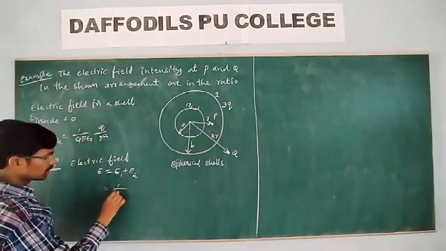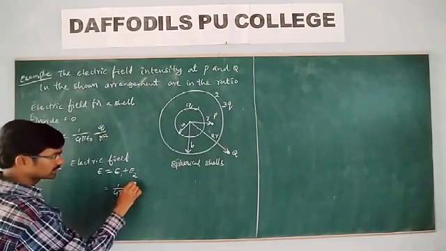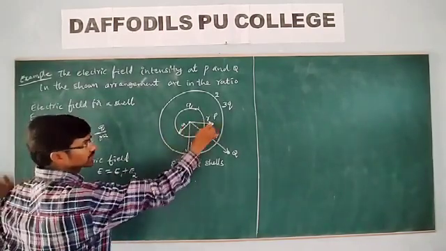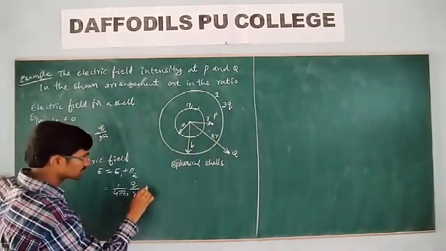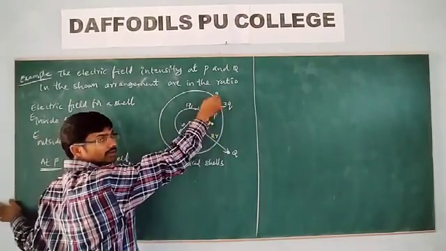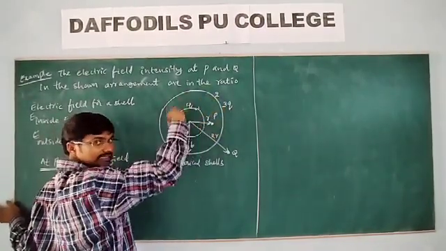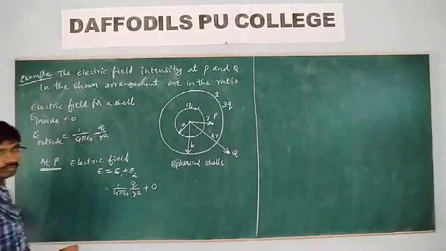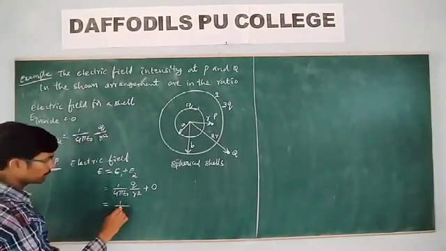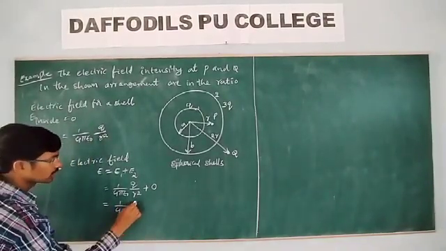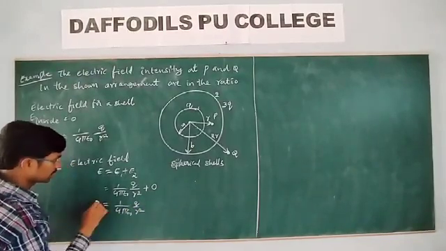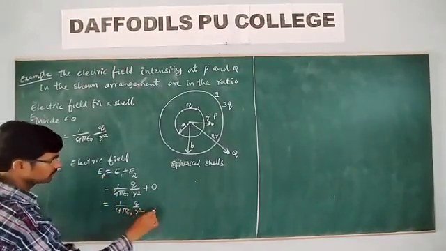But E1 is equal to what? 1 by 4 pi epsilon naught, charge q by what is the distance? r square. Plus E2. For E2 means what? For the second shell this point is what? Inside. Therefore it is 0. Then 1 by 4 pi epsilon naught q by r square. Let me take here it is EP first.